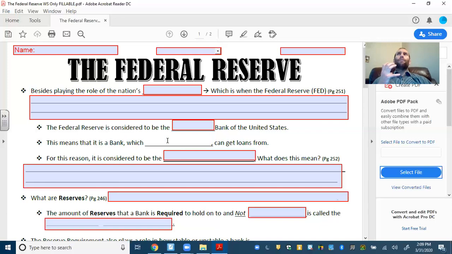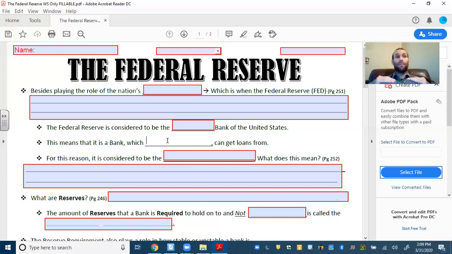Think, if Citibank was running low on money, they need to get a loan. Well, they could get a loan from other banks, but if they couldn't get loans from other banks, they could always get it from the Federal Reserve. So think if Citigroup was running low on reserves and they needed more.